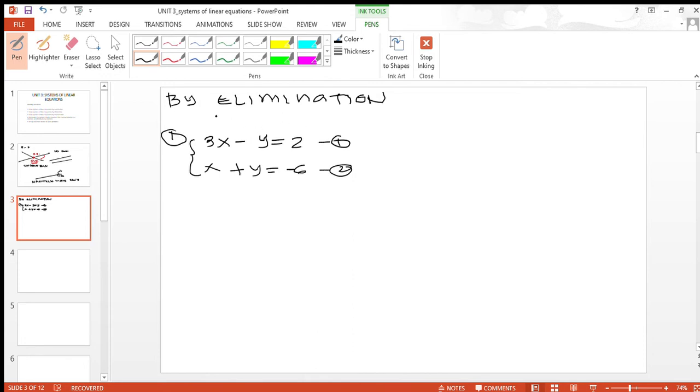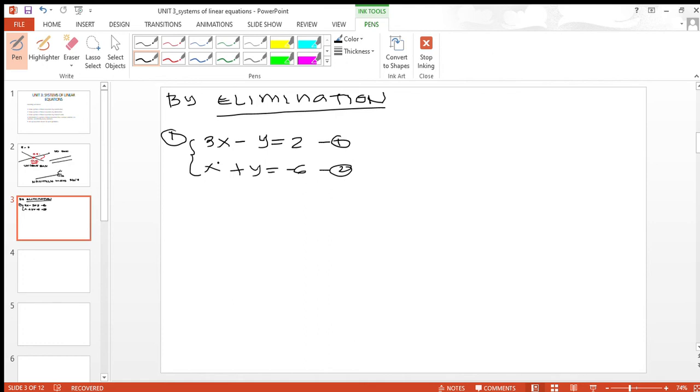And by the title itself, we will solve it by elimination. So when we say we would like to solve it by elimination, we would like to eliminate a variable from the given system. And how do we eliminate a variable? We can eliminate the variable by adding or by subtracting the two equations given. So adding the two equations together or subtracting one equation from the other equation. You may choose any variable to eliminate.